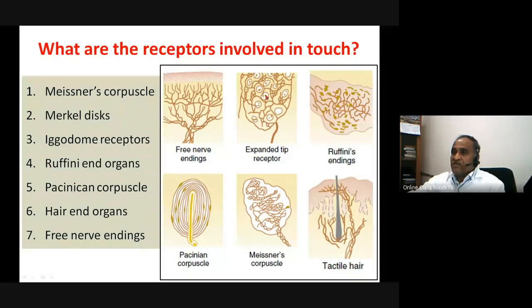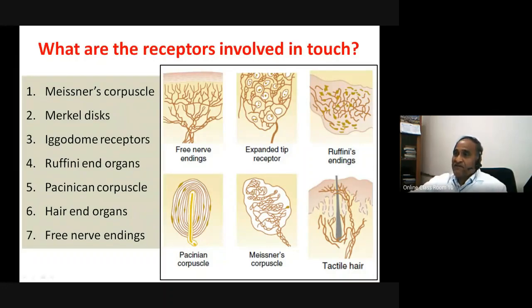Or Merkel discs. That is the Merkel disc, or the expanded cup-like structures, or egodome receptors, present in the protrusions, just like the lips, the tip of the fingers, or wherever there is a protrusion. These are egodome. There is a collection of Merkel discs for one single axon.